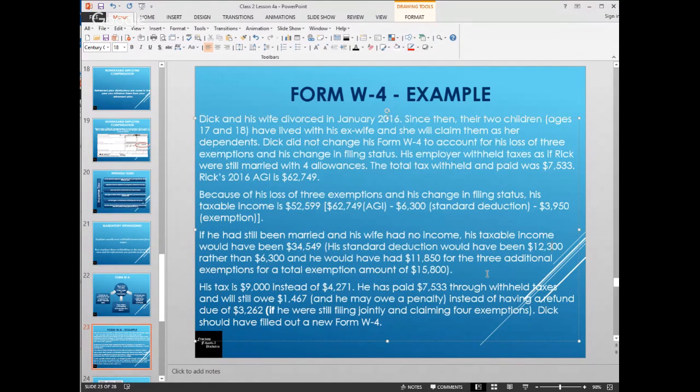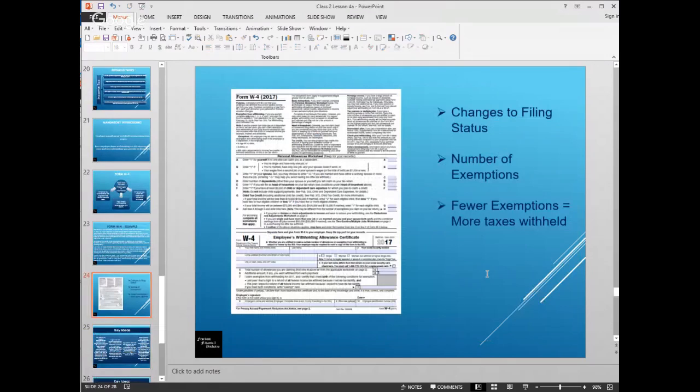This is what the W-4 looks like for 2017. There is a copy on the website that you can download if necessary. It's also on the IRS website.